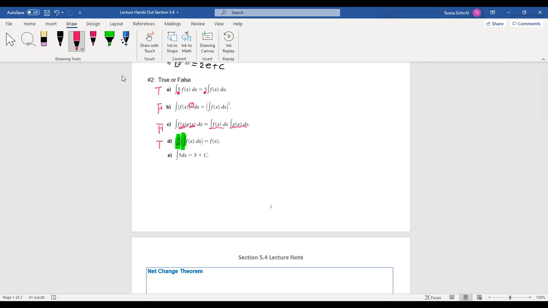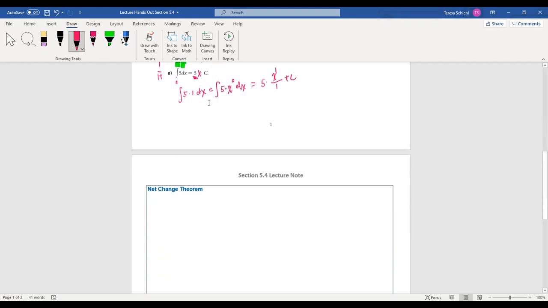Okay, so now let's take a look at this one here. The integral of pi dx is equal to pi plus c. Is this true? No, this is false. The reason why this is false, this is pi times 1 dx. So what is the 1 here? 1 is x to the what? x to the 0, right? So it's pi times x to the 0 dx. Then 0 plus 1 is 1, so it should be pi x plus c. All right.